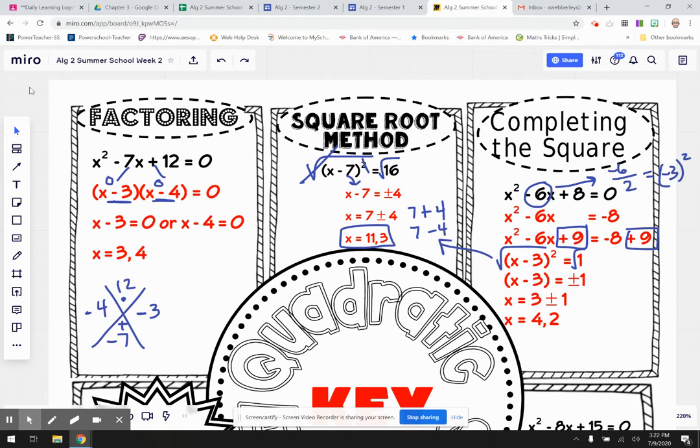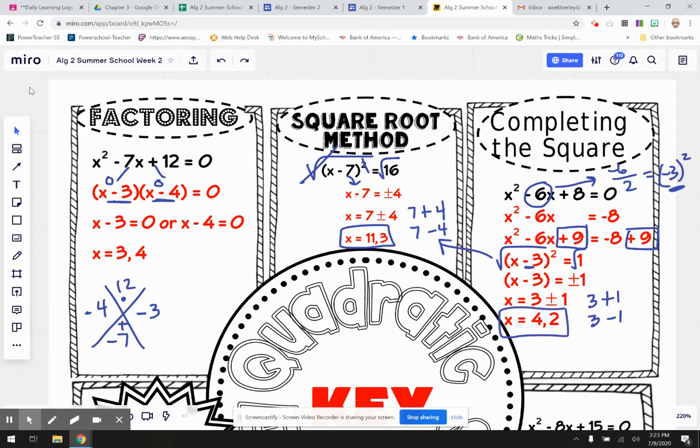What that did is it made a perfect square trinomial. X squared minus 6x plus 9 is a perfect square. It's simply x minus 3 squared. So whatever you get when you cut it in half, that's going to be the same number that goes inside your square. And then they square rooted both sides. Again, they got their 2 answers of 3 plus 1 and 3 minus 1. That's how they got the 4 and the 2 there.